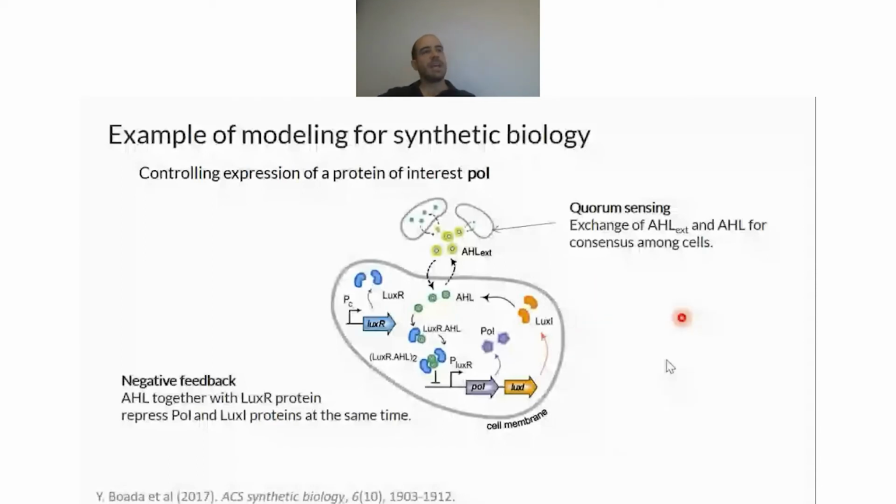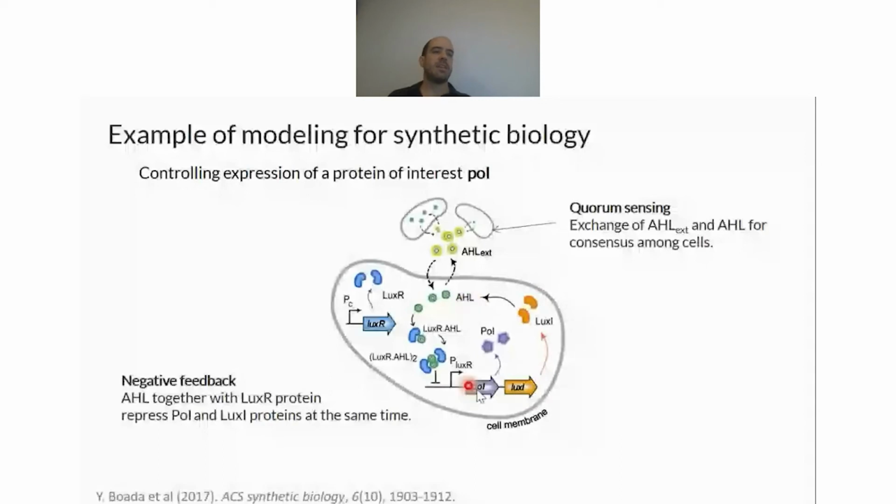For example, imagine that you have a circuit like this that many of you may know, using the quorum sensing system. AHL goes in and out of the cell and binds the transcription factor LuxR, which when you have two of them, they dimerize and repress this promoter, which makes the amount of this protein go down. And here we have two proteins. One is a protein of interest that can be GFP, and the second one is LuxI, which in turn is the synthase of AHL.